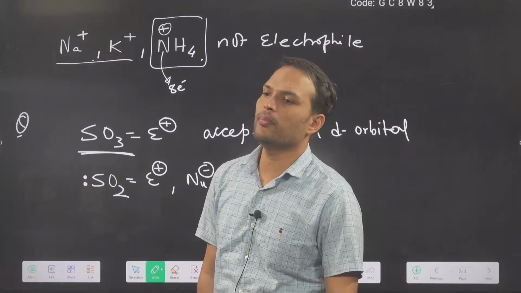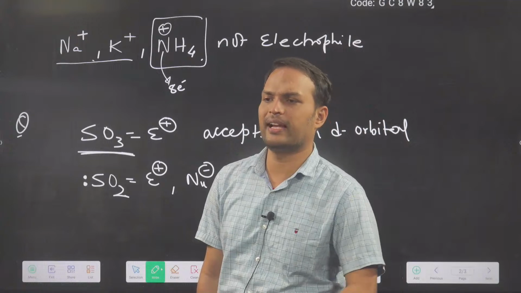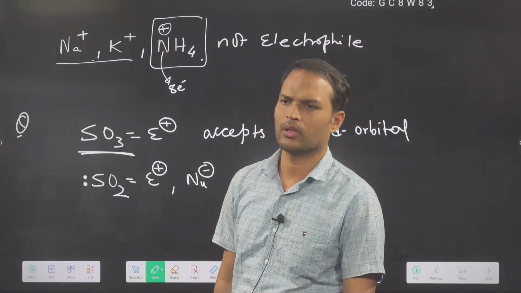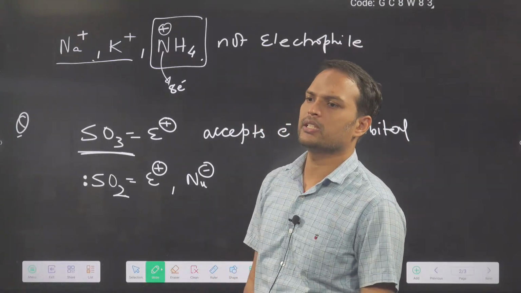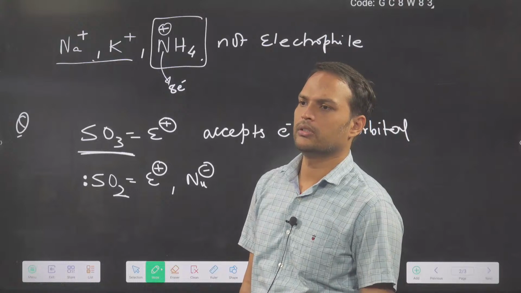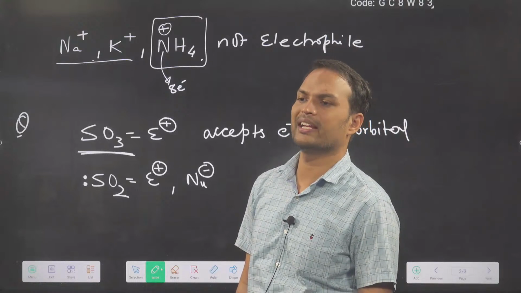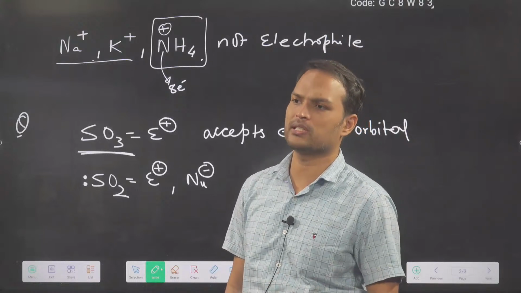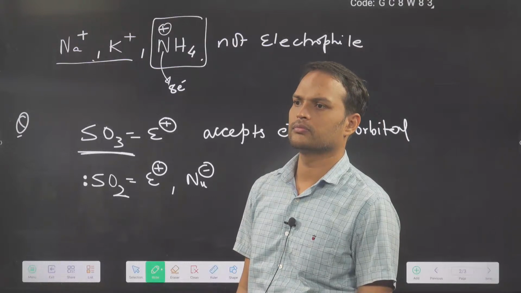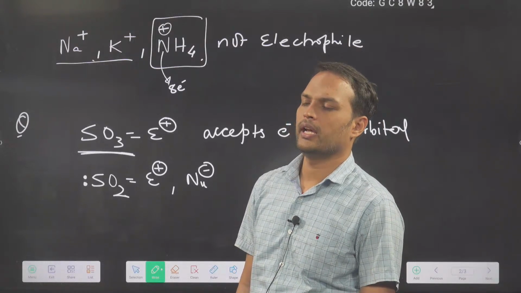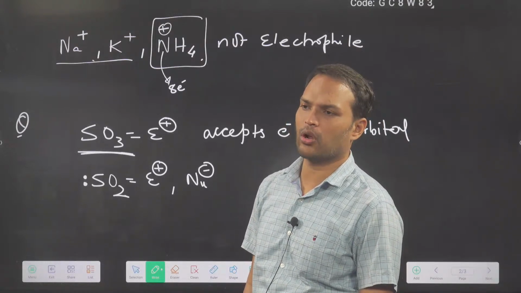Clear? S3O plus they don't consider as an electrophile. 8 electrons done, na? S3O plus also, correct, they don't consider it as an electrophile. NH3 plus is not there, na? NH4 plus is there. NH3 plus means you have removed one electron.